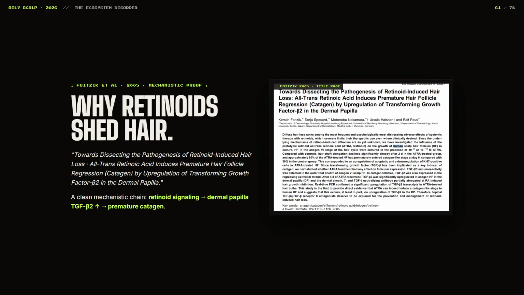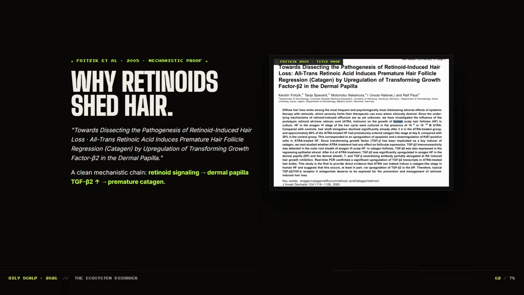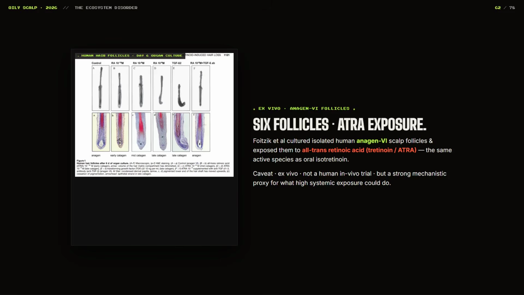According to Foitzik et al. in 2005, in a paper titled, quote, "Towards Dissecting the Pathogenesis of Retinoid-Induced Hair Loss: All-trans retinoic acid induces premature hair follicle regression (catagen) by upregulation of transforming growth factor beta-2 in the dermal papilla," unquote. Now, this was an ex vivo study where the authors were able to get 6 human anagen hair follicles, so hair follicles that were already in their growth states.